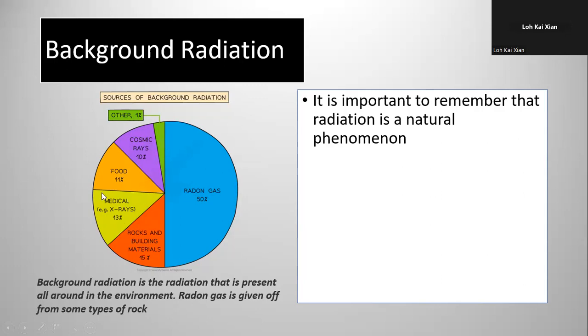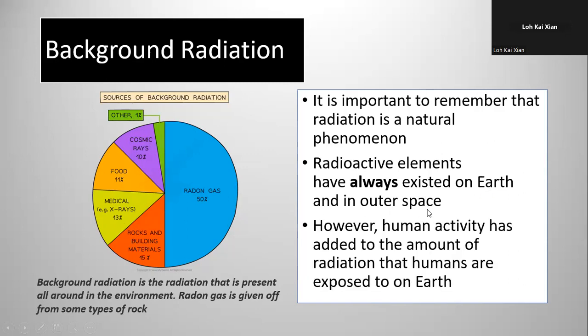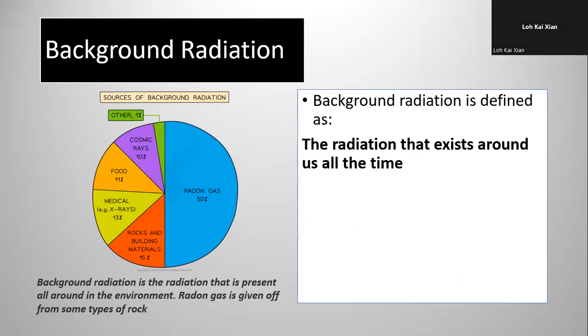It's important to remember that radiation is a natural phenomenon, meaning it occurs naturally. Radioactive elements have always existed on Earth and in outer space. We cannot control it. However, human activity has added to the amount of radiation that humans are exposed to on Earth, like the medical one. Background radiation is defined as radiation that exists around us all the time. It's already there, and we are always exposed to it.